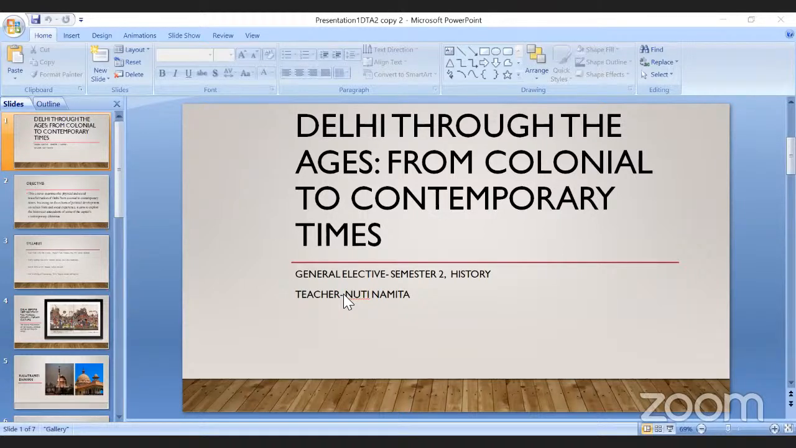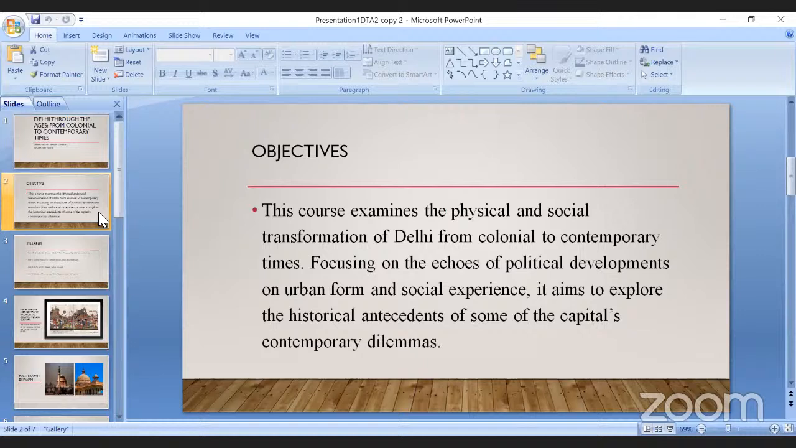And those were built by the British, the colonial masters, in the 19th century. And so, how it has physical and social transformation, how it has happened over time from colonial to contemporary times. And not only do we focus upon political developments on the urban spaces, but also on social and cultural systems which have also evolved and changed over time. So we explore the historical antecedents of some of the contemporary dilemmas of Delhi.